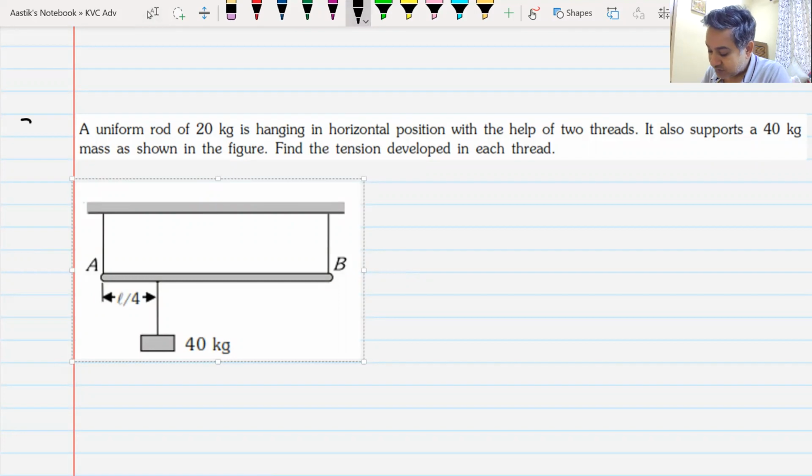Whatever is there in the question is already there. A uniform rod of 20 kg is hanging in the horizontal position with the help of 2 threads. It also supports a 40 kg mass as shown in the figure. Find the tension developed in each thread.